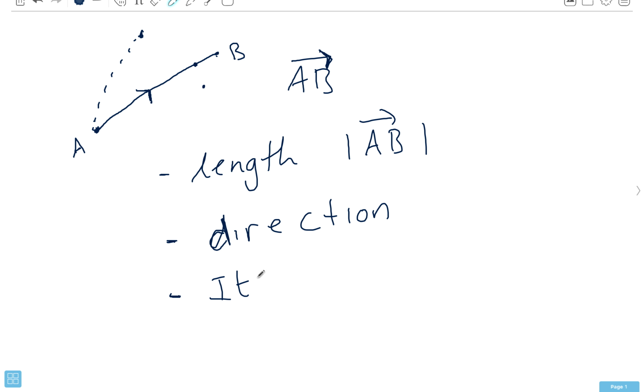and its starting point. We say that if A was to change, so A was here, then we have a new vector. We have a new bound vector from this point A to this point B. Also note that if A was to change, the direction would change and consequently we would have a new bound vector anyways.